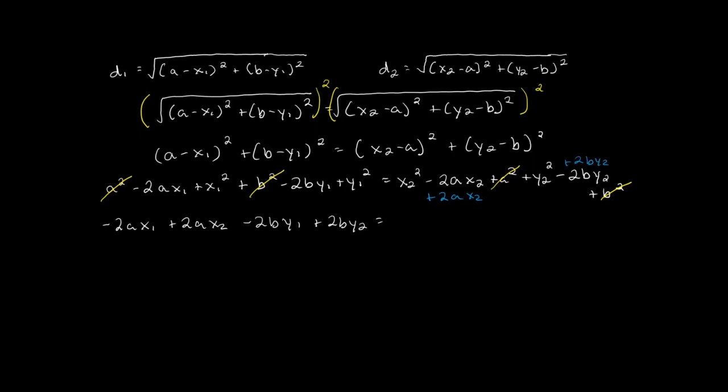And then on the right, I need to move this x1 squared, so I need to subtract that, minus x1 squared. And I've got an x2 squared on the right. And then I need to subtract this y1 squared. So I've got minus y1 squared, then plus y2 squared. So I've just put everything on the left that has a and b, everything on the right that doesn't.